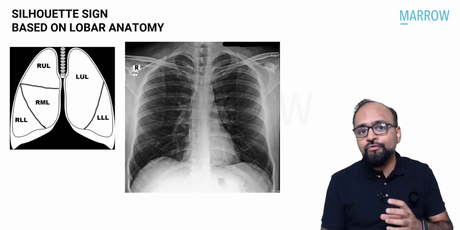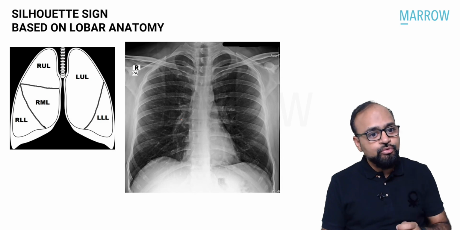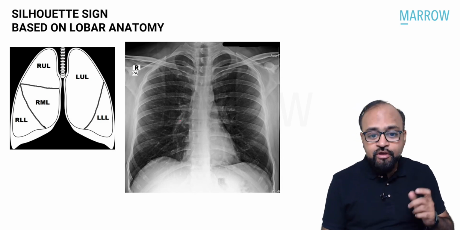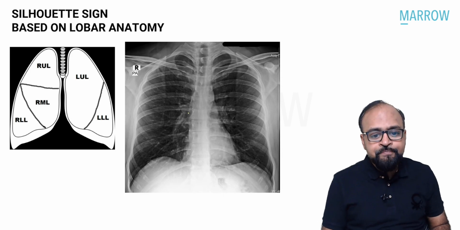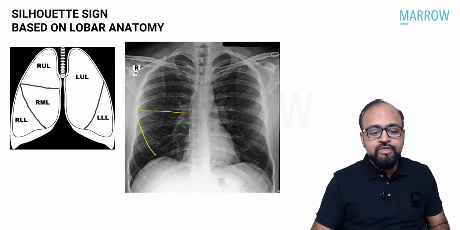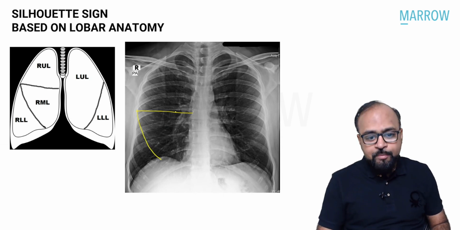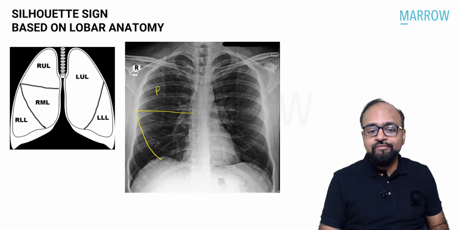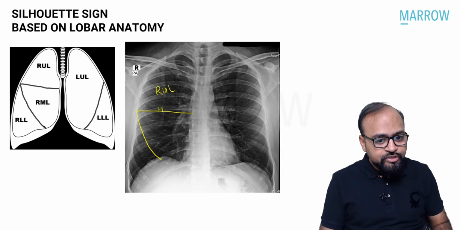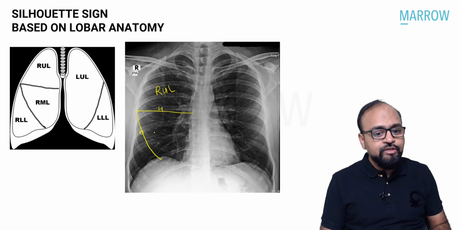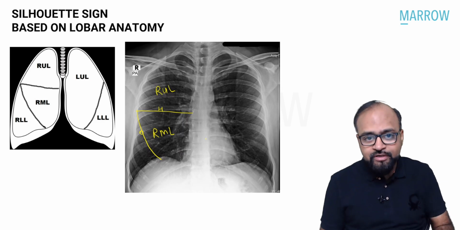Now when you try to solve questions on Silhouette sign, it is essential to know the basic lobar anatomy of the lungs. For this we need to draw the fissures. So what are the fissures within the lungs? There is a horizontal fissure on the right side like this, and there is an oblique fissure which is located like this. Above the horizontal fissure you have the right upper lobe. In between the horizontal fissure and the oblique fissure you have the right middle lobe, and this was the one affected in the question that we just discussed.